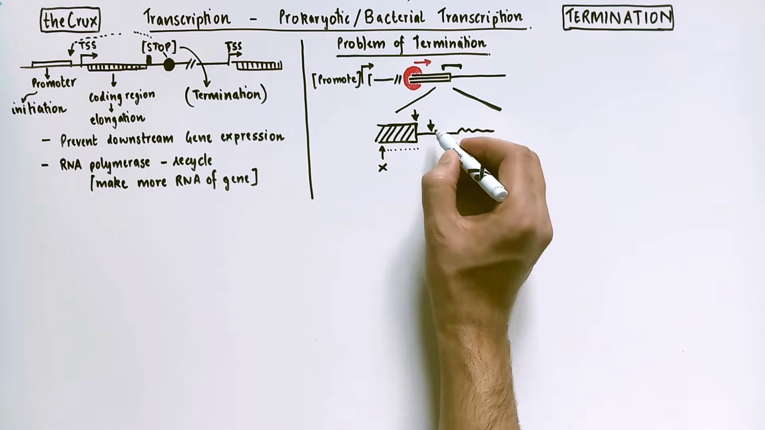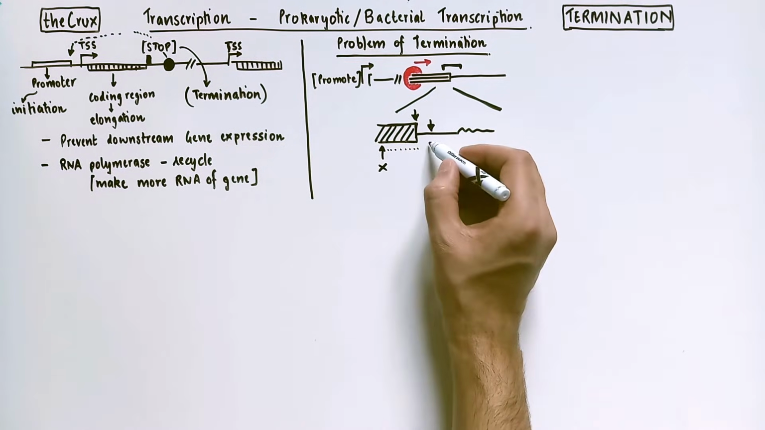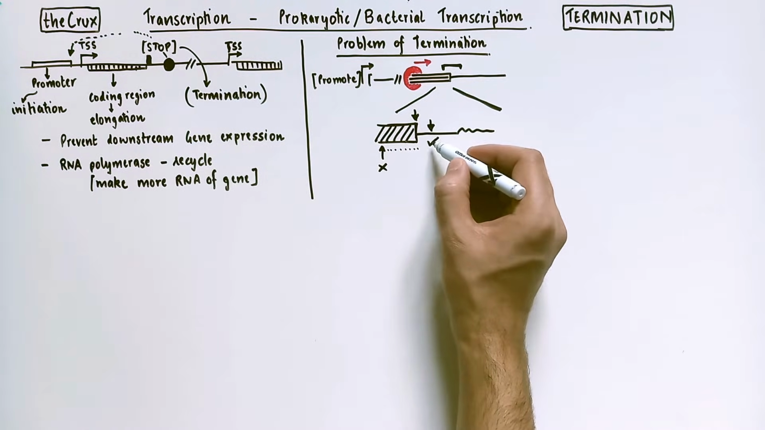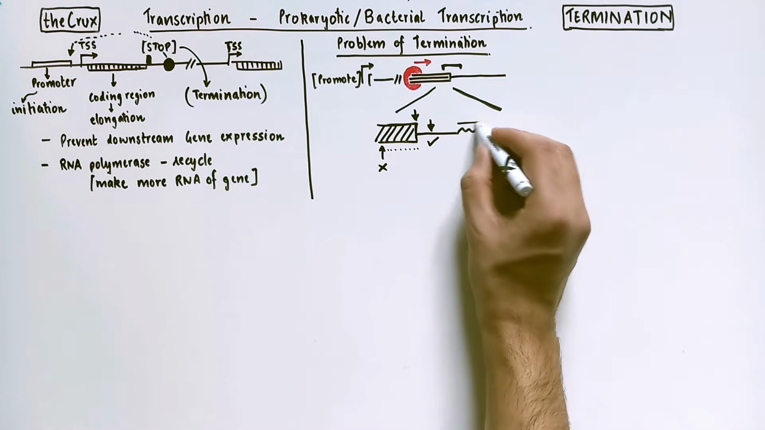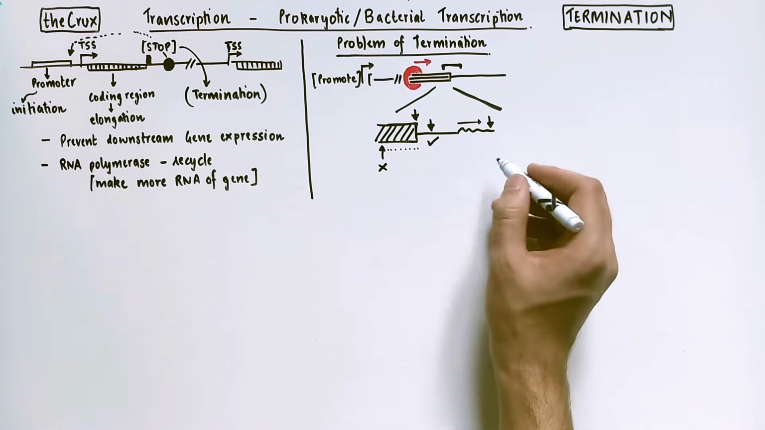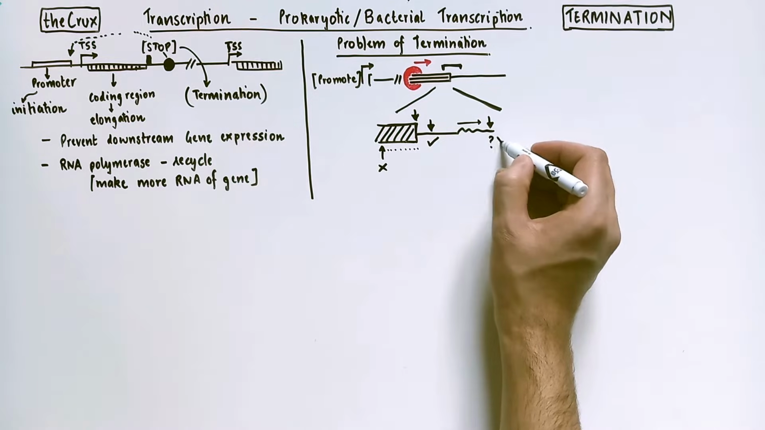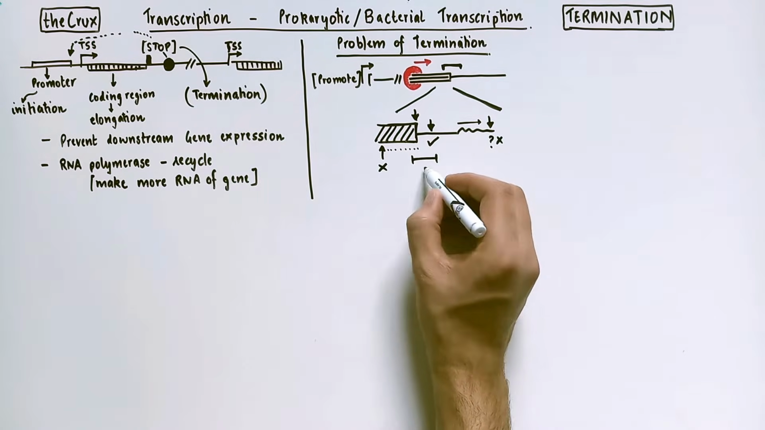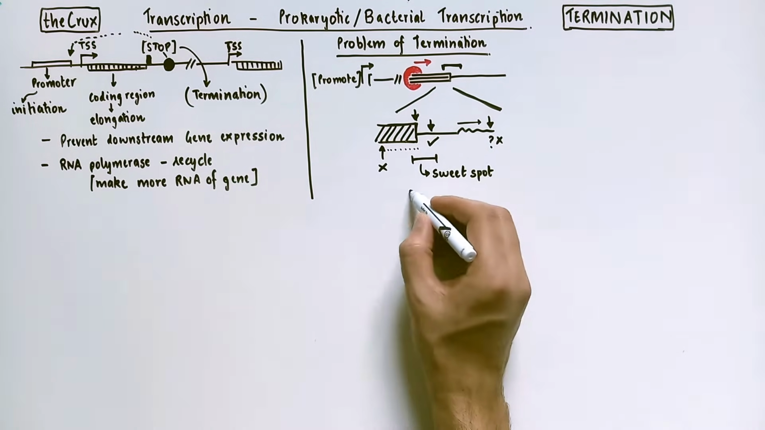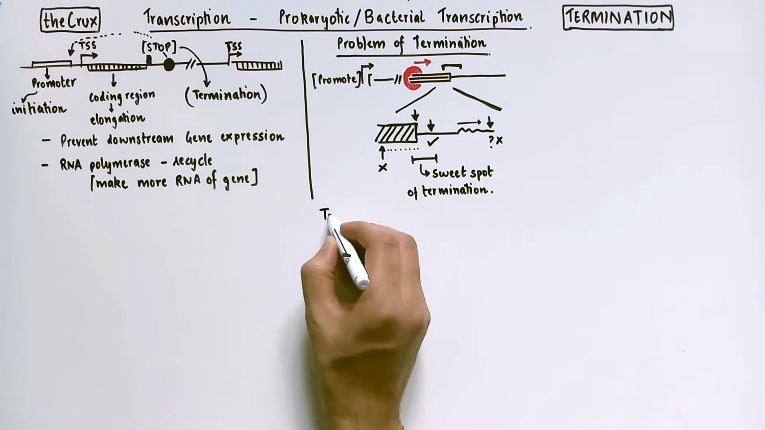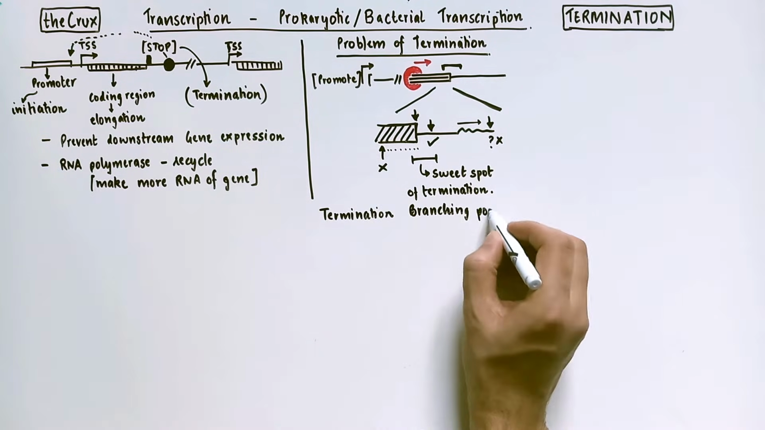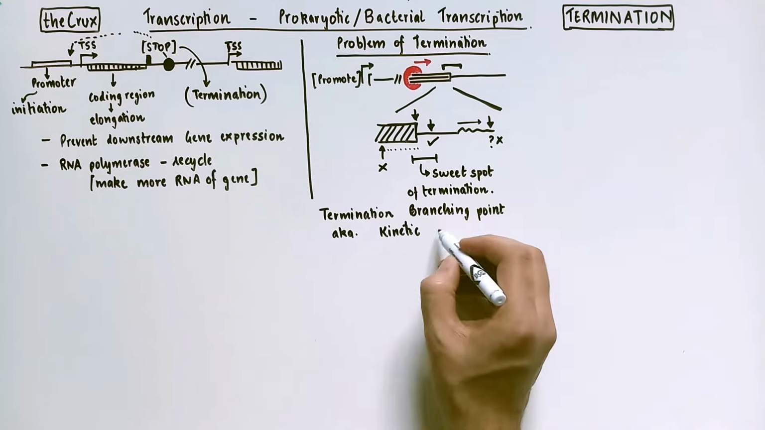But it is okay to stop after the coding region because in that case you wouldn't lose any information in the RNA. But stopping too far is not favorable because then it is a waste of energy. So our termination happens in a sweet spot at the end of the coding region, and this is usually called the termination branching point, sometimes also known as the kinetic window.